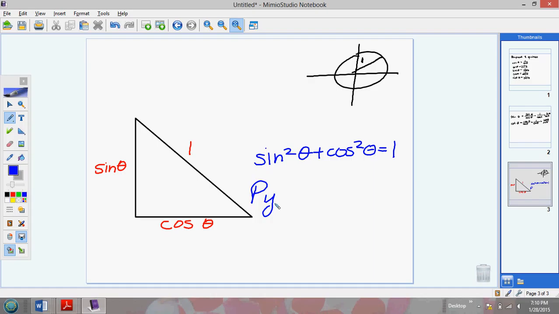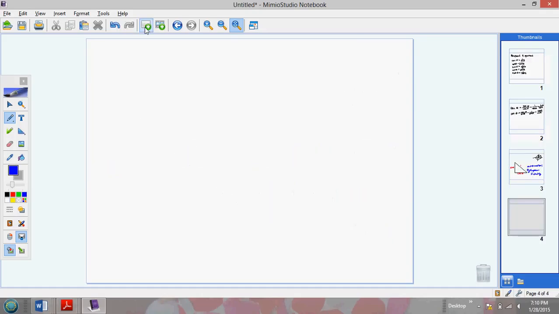So this is a Pythagorean identity because it comes from the Pythagorean theorem, okay? There are two other Pythagorean identities that I want you to know, and you can derive them yourself. I'm not going to derive them for you, or if you want me to derive them, you can come and ask me another time. But those other two identities are tangent squared theta plus 1.